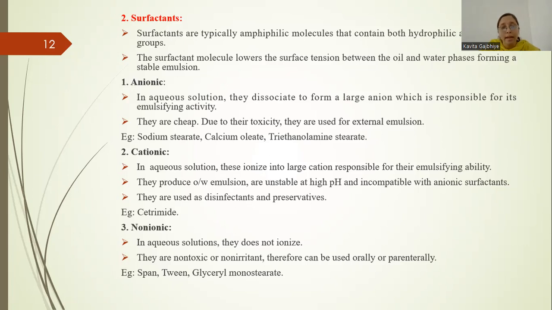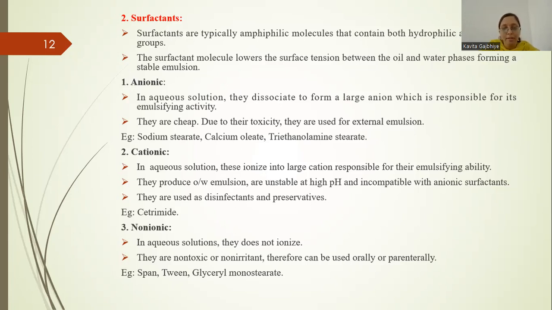Now, these cationic surfactants, which produce O/W type of emulsion, are unstable at high pH, and they are incompatible with anionic surfactants. So we cannot use cationic and anionic surfactants in combination. They are also used as disinfectants and preservatives. An example is cetrimide.